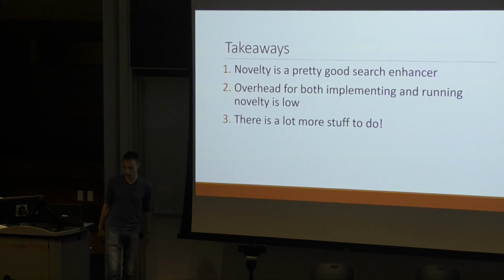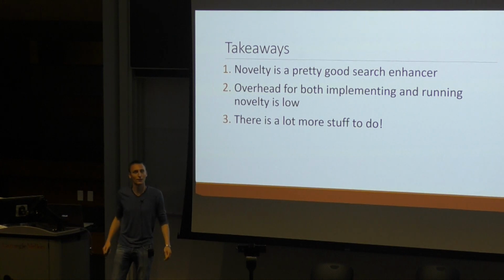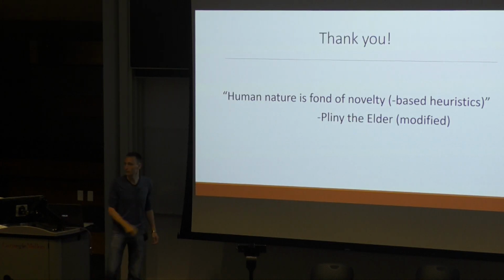So, takeaway messages. First of all, novelty as a search enhancer is pretty good. It works. It works with every heuristic we've tried. And the overhead for implementing it is not that big, both in the running time and in implementing time, right? I'm not the best programmer out there, but we managed. And 3, there is a lot more stuff to explore here. It's pretty new, and things can be done here. Thank you.